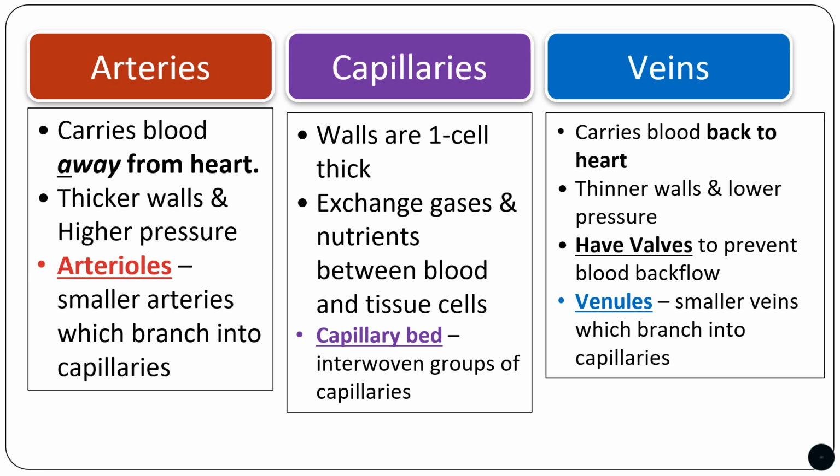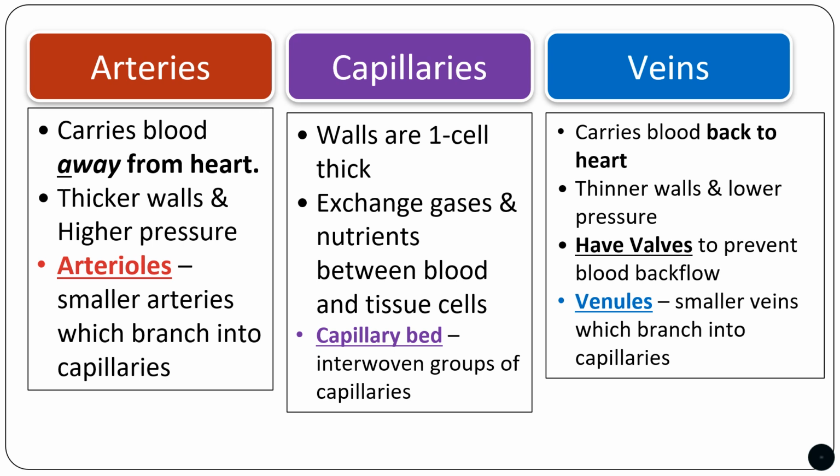Capillary walls are only about 1 cell thick. They're very small. The reason it is helpful for them to be 1 cell thick is that it enables them to exchange gases and nutrients between the blood and the tissue cells. The capillary bed is an interwoven group of capillaries all in one place. And there are really good pictures of this in your book, and I have a few here on the next slide as well.